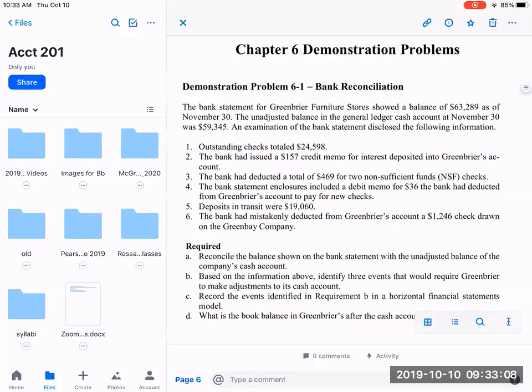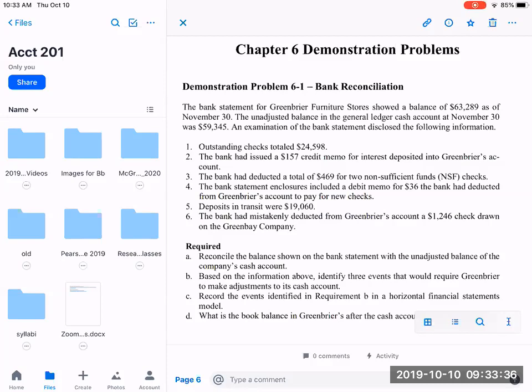Okay, so the following information was found. There were outstanding checks that totaled $24,598. As a reminder from your reading, outstanding checks are checks that we have written, so they are in our check register or the general ledger, but they do not show on the bank side as having been cashed. They're out somewhere and have yet to be brought to the bank to be cashed.